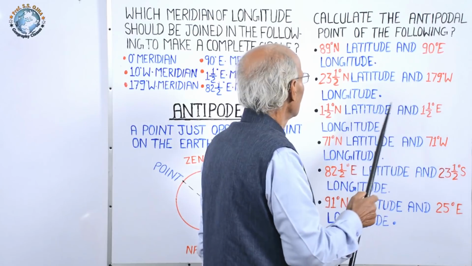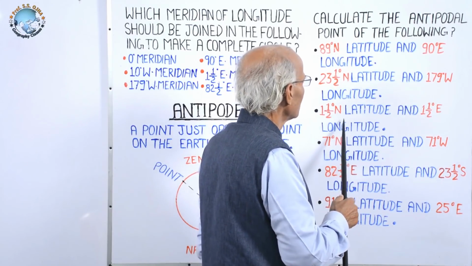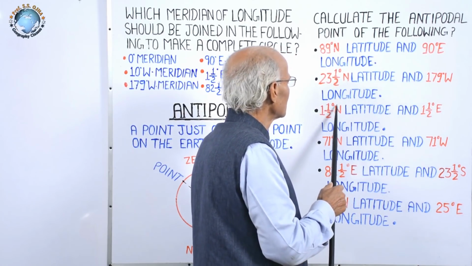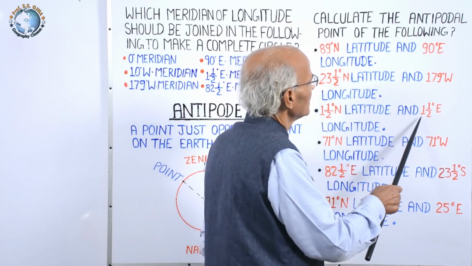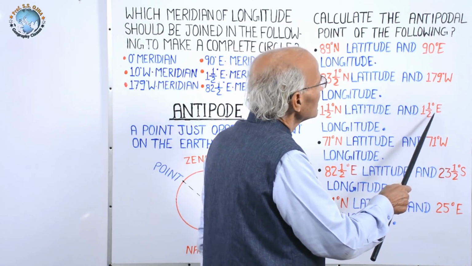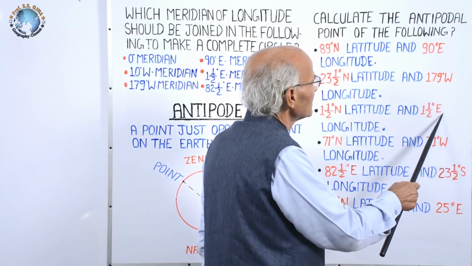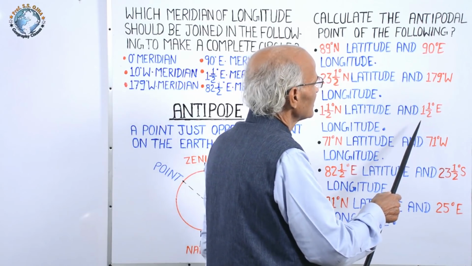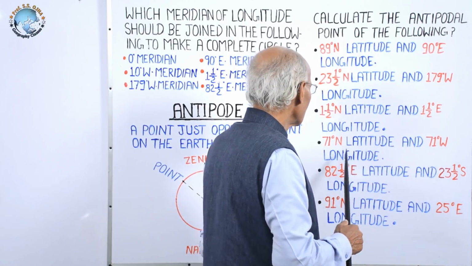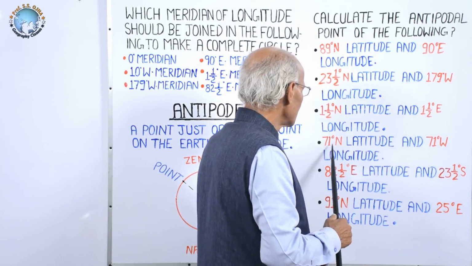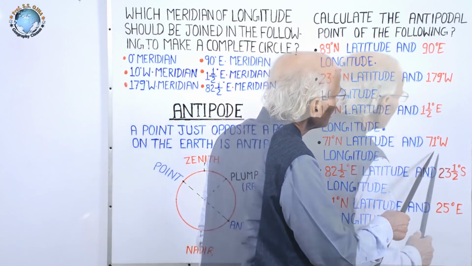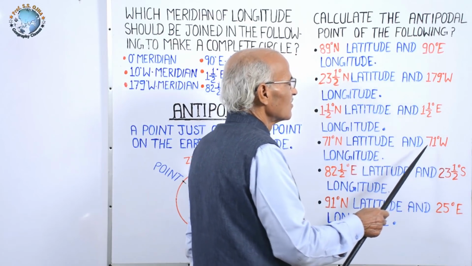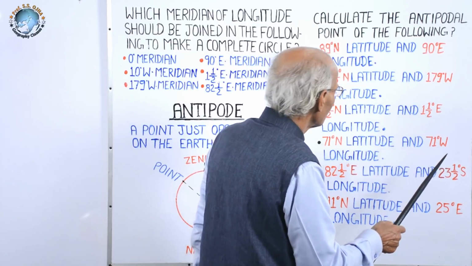180 minus 179. The question is 1.5 degree north latitude and 1.5 degree east longitude. Its answer will be, in place of north you will write south, and in place of east you will write west, but you will deduct it from 180, that will be 178.5. In the same way, 71 degree north will be 71 degree south, and this 71 degree west will be east, but this will be 180 minus 71.